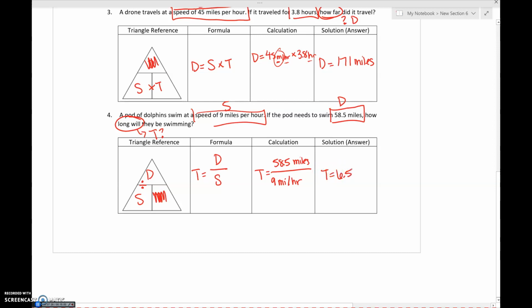But remember our units. To know what units we're using, we're going to look back here at the calculation. And we see here that we have miles up top. Miles is a unit of distance, and so is miles here, a unit of distance. And we are left with hours, and hours is a unit of time. All right, so there are our answers.